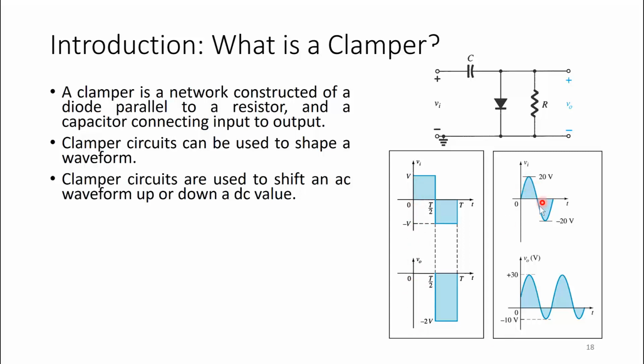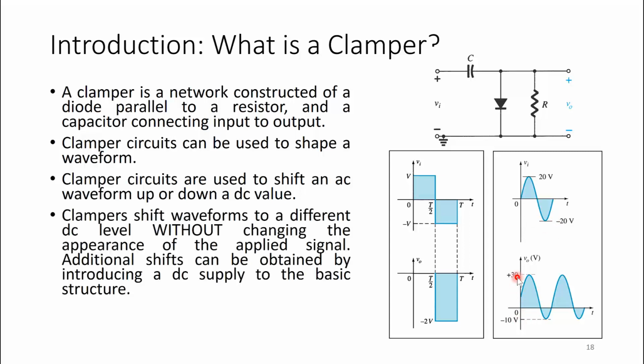It's the same thing for a sinusoidal input. If I have a sinusoidal input going from 0 to 20 volts, going to 0, coming down to negative 20 volts before it goes up to 0 volts again, I can shift this. Instead of going from negative 20 to 20, I can shift it to go from negative 10 to 30. So clampers shift waveforms to a different DC level without changing the appearance of the applied signal. Nothing is clipped, nothing is eliminated, it's just shifted.